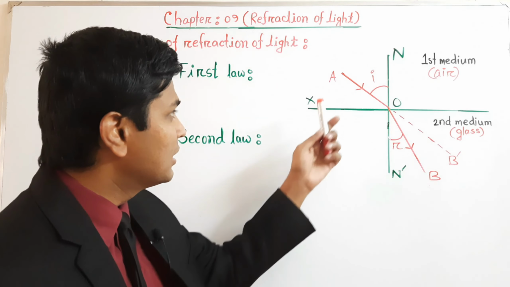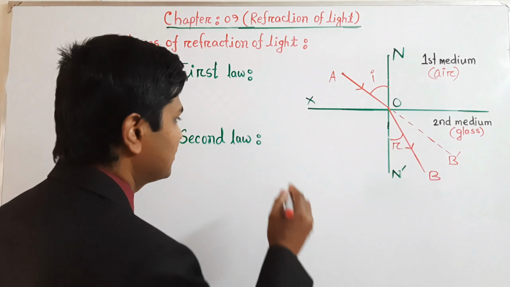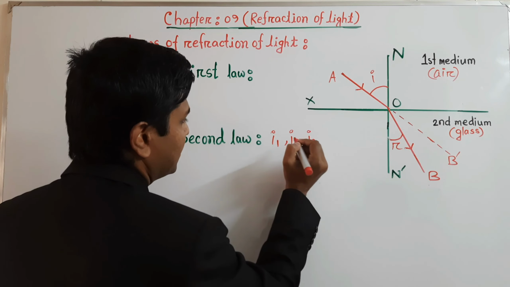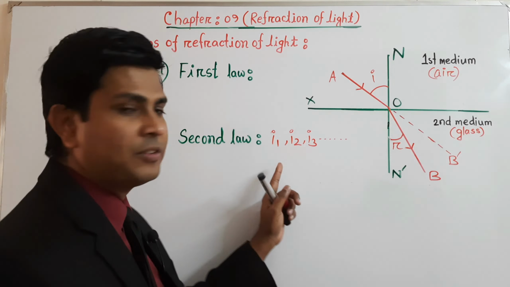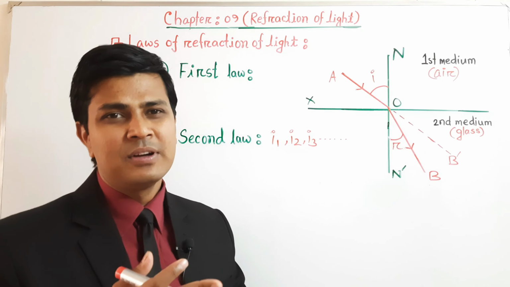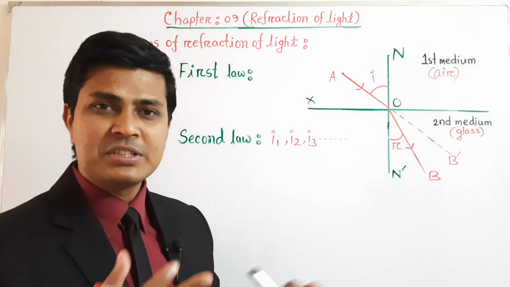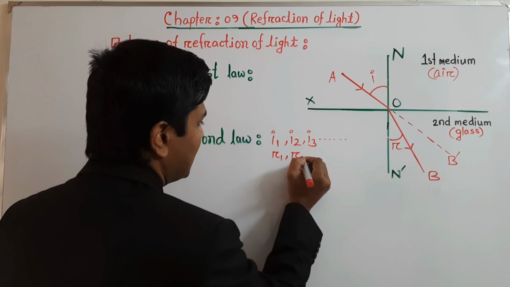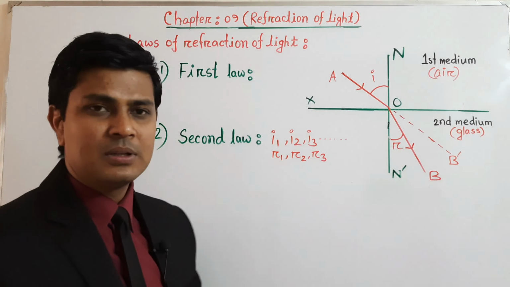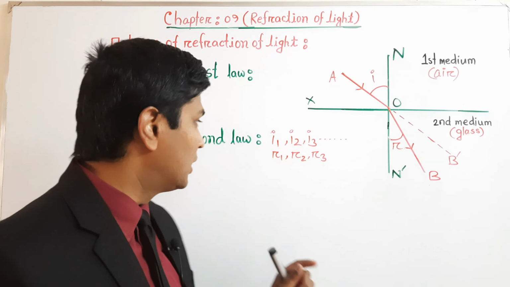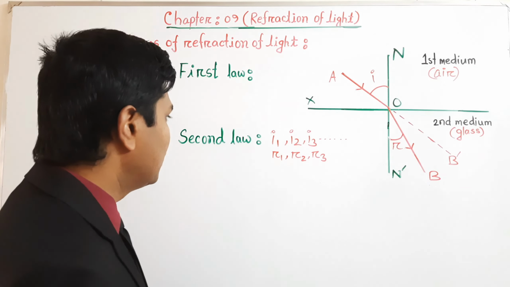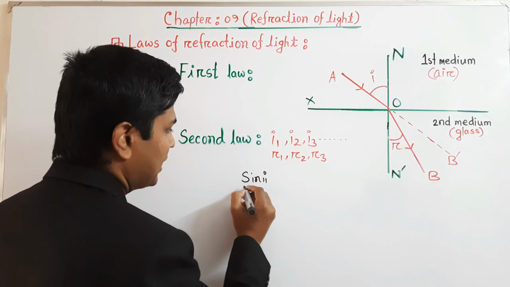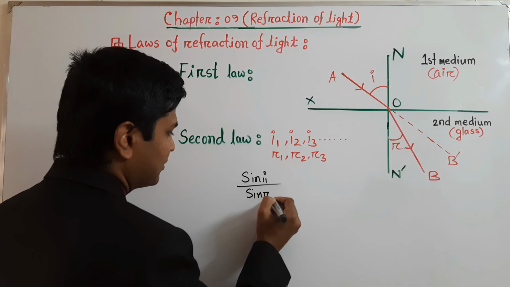So if we consider three angles of incidence, suppose i1, i2, i3, due to these three angles of incidence, we will get three angles of refraction. That means the angle of refraction will change. Suppose I consider here the angles of refraction are r1, r2 and r3. And according to the second law of refraction, you can write the ratio of sine i and sine r is constant.